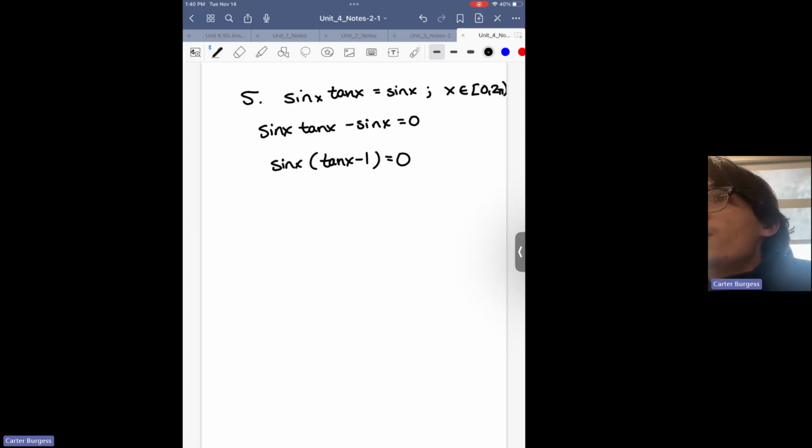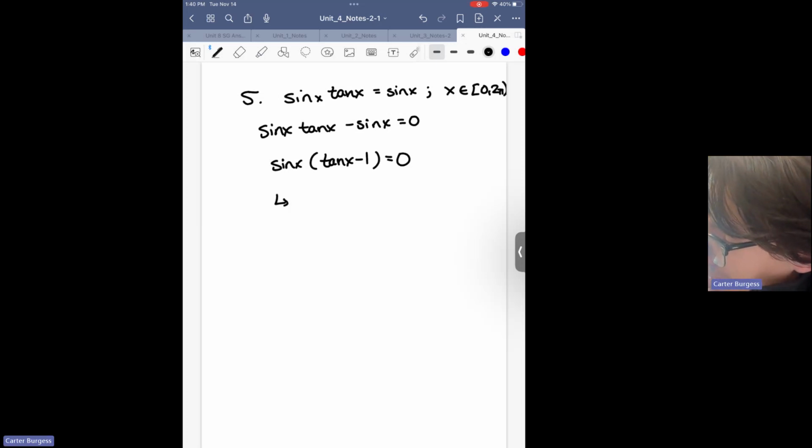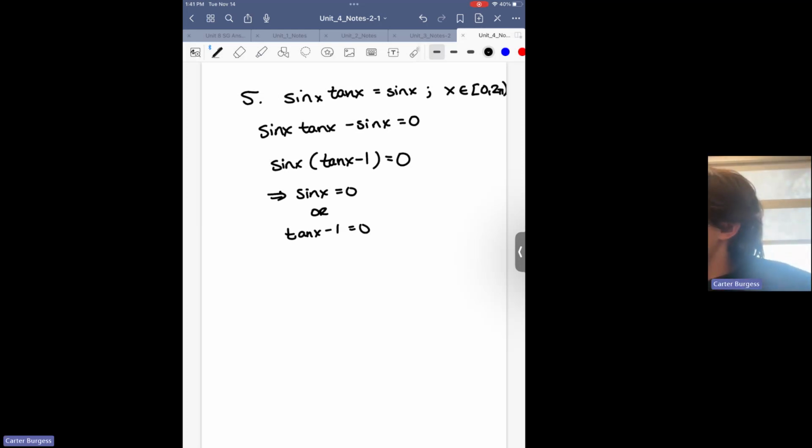So now I have two numbers multiplied together. They equal 0. What do I know when I multiply two numbers together and get 0? What must be true? At least one of them has to be 0. And so from this, we get either that sine must be 0 or that tangent of x minus 1 must be 0.